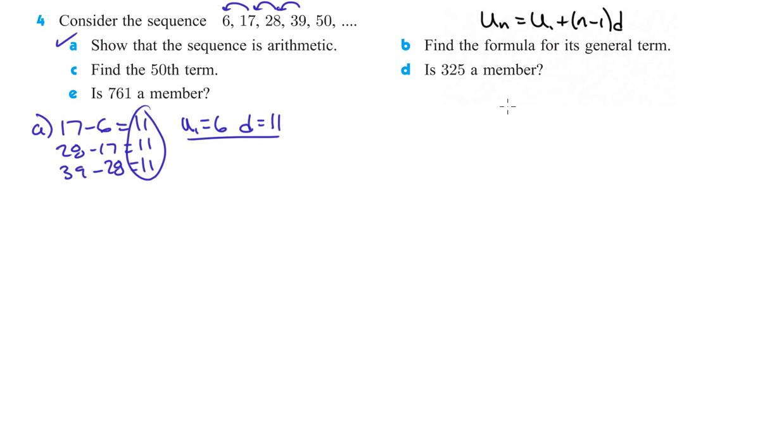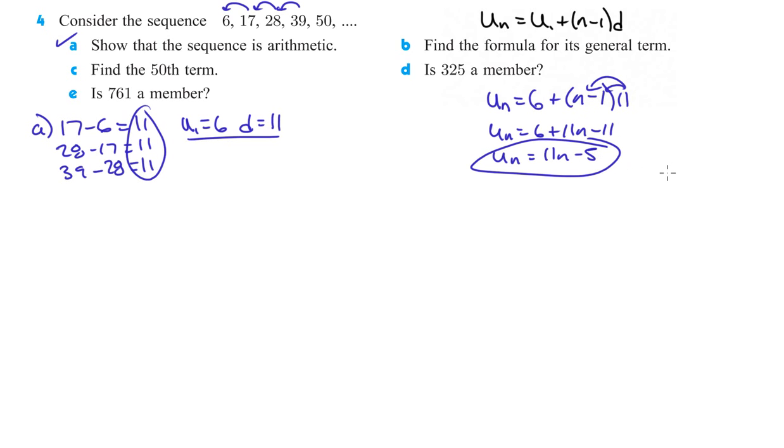Here's our general term formula. We know that we've got u sub n equals, our first term we know is 6, n minus 1, and then our difference is 11. And now just simplify this. 6 plus, I've got to distribute the 11 to both these parts here, is 11n minus 11. So u sub n is going to be 11n, and then 6 minus 11 is negative 5. That's our formula for the general term there.